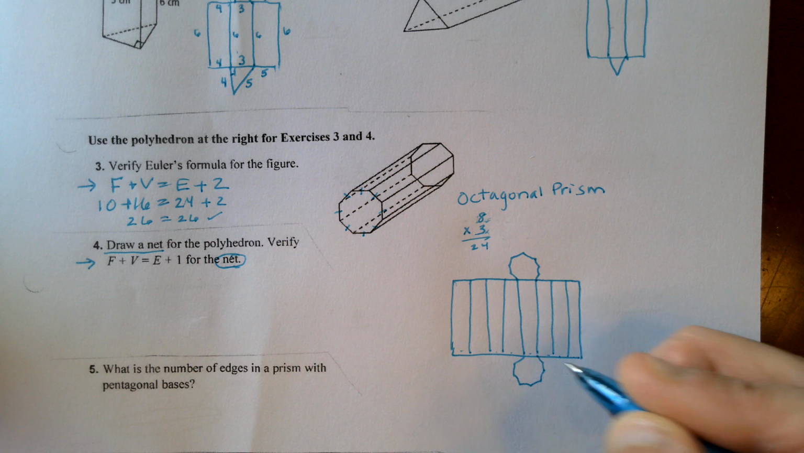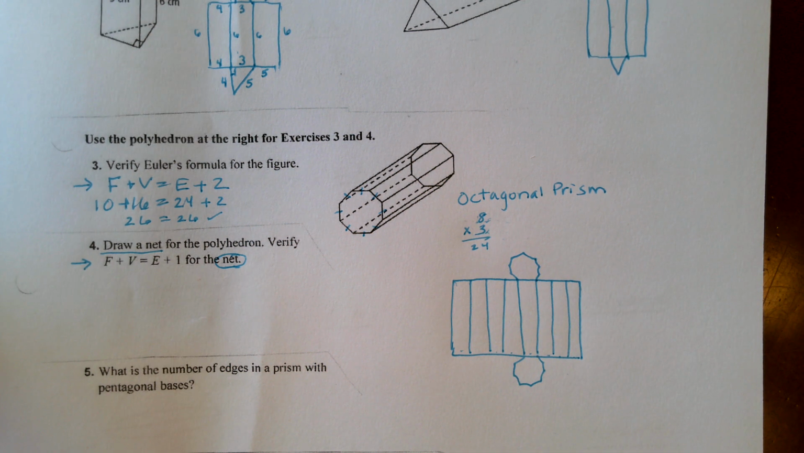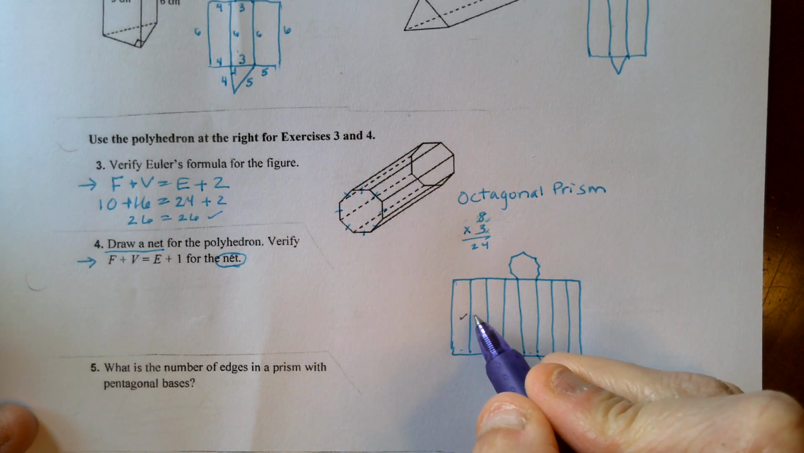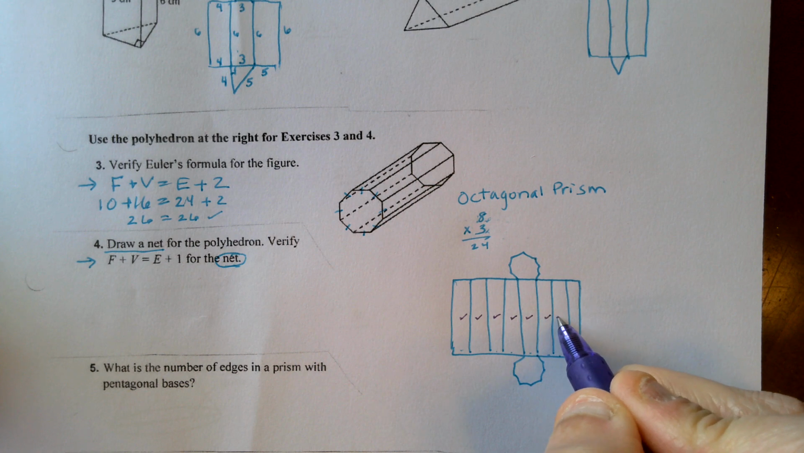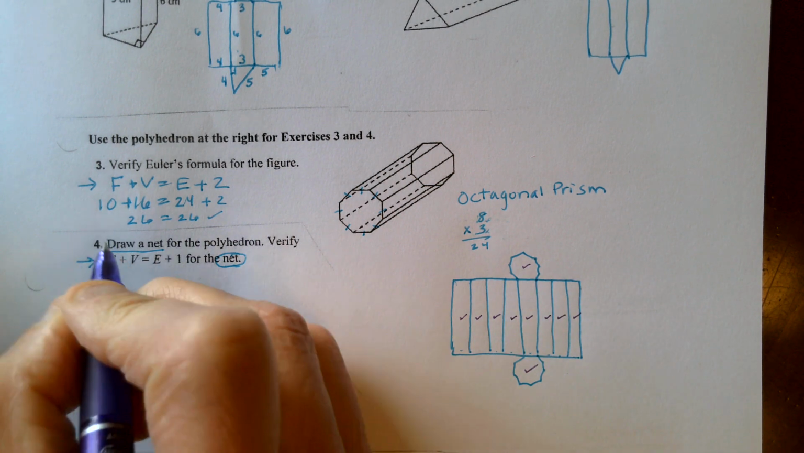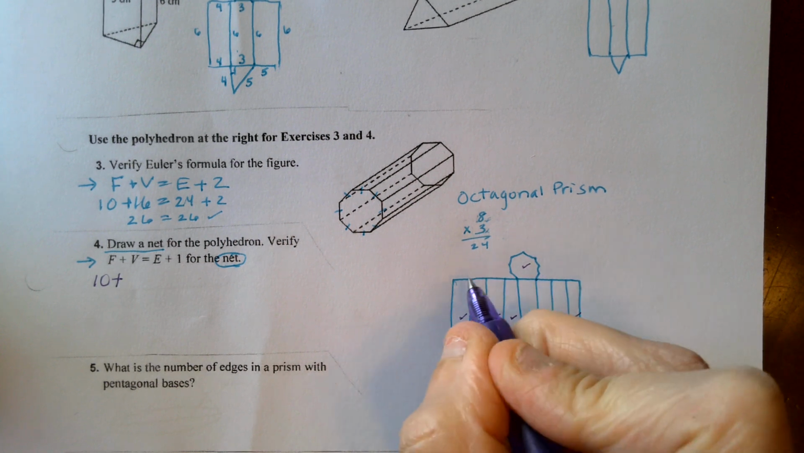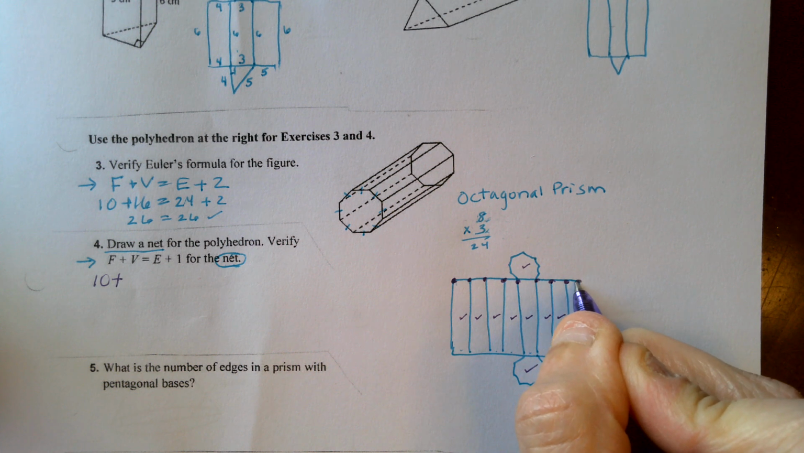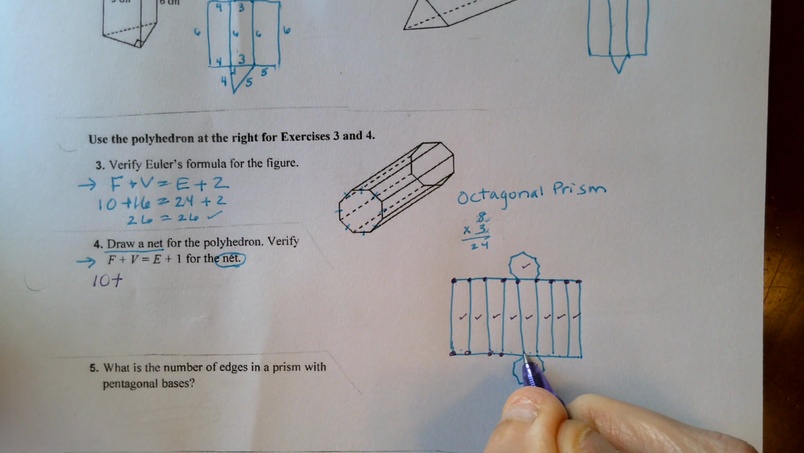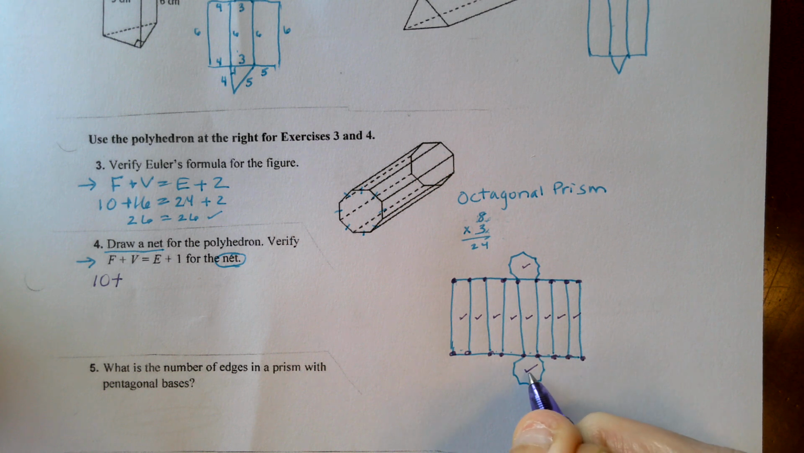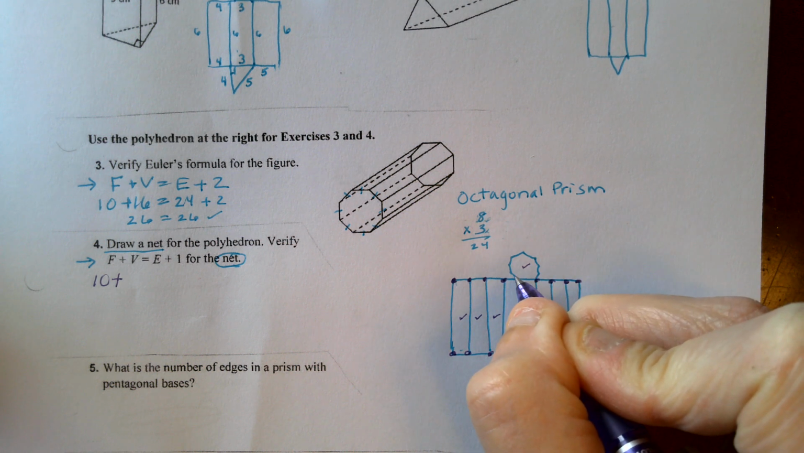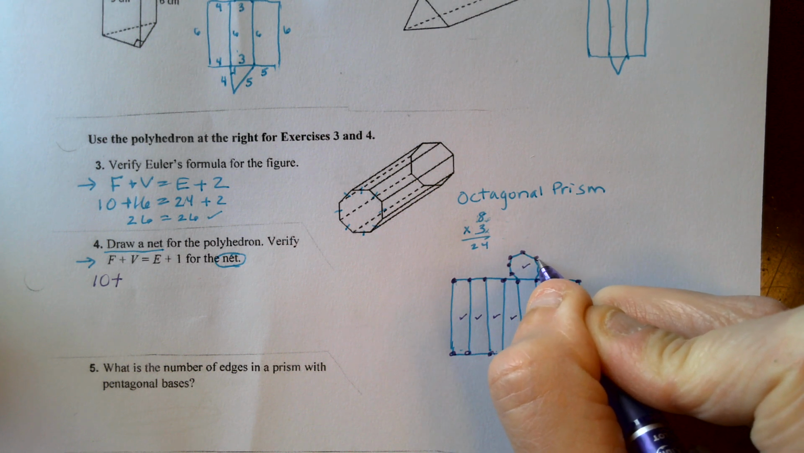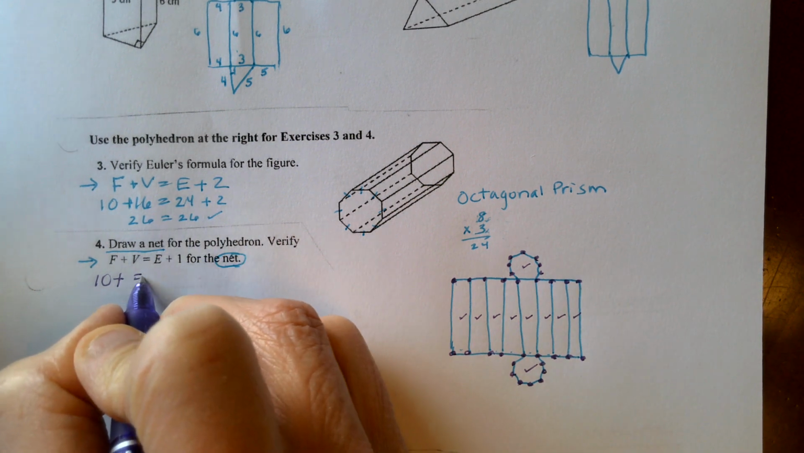8. Okay, I'm going to get a different color. And you need bases. You've got 1, 2, 3, 4, 5, 6, 7, 8, 9, and 10. Plus the vertices. 1, 2, 3, 4, 5, 6, 7, 8, 9, 10, 11, 12, 13, 14, 15, 16, 17, 18, 19, 20, 21, 22, 23, 24, 25, 26, 27, 28, 29, 30, 31, 32. Oops.